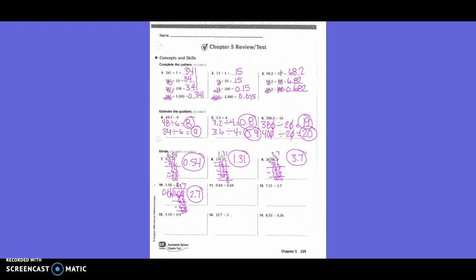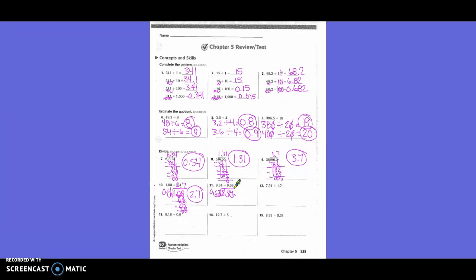Alright, number 11. I have to put 8 and 84 hundredths in my house and then divide by 68 hundredths. Do I need to move my decimal over? Yes. How many times? Twice. So now I have 68. But what I do to my divisor, I have to do to my dividend. So I have to move it over 2 more times. And then I bring my decimal straight up from where I moved it over to.